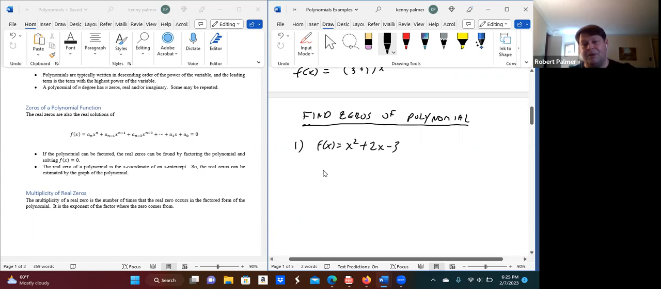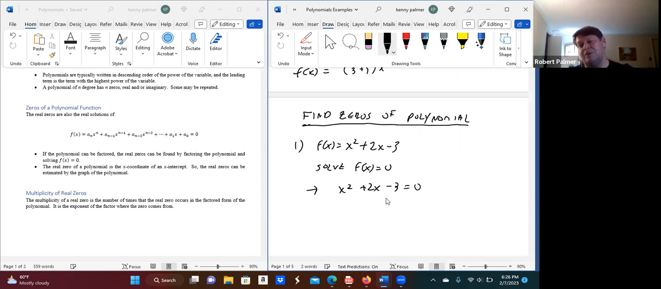Now, to find the zeros, we want to solve f of x equals 0. So we have x squared plus 2x minus 3 is equal to 0. Now, realize this is a quadratic equation, which can be solved with the quadratic formula, but this one also will factor. And this factors into x plus 3 and x minus 1. If you can't factor it or have trouble factoring, you can always use the quadratic formula.